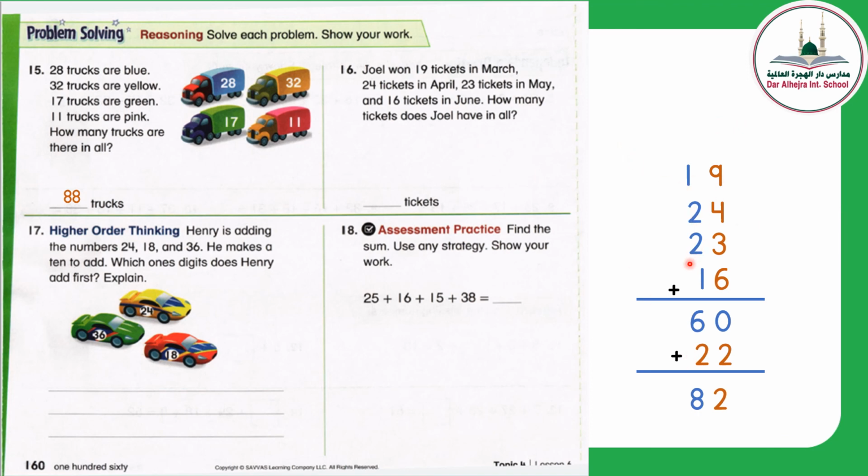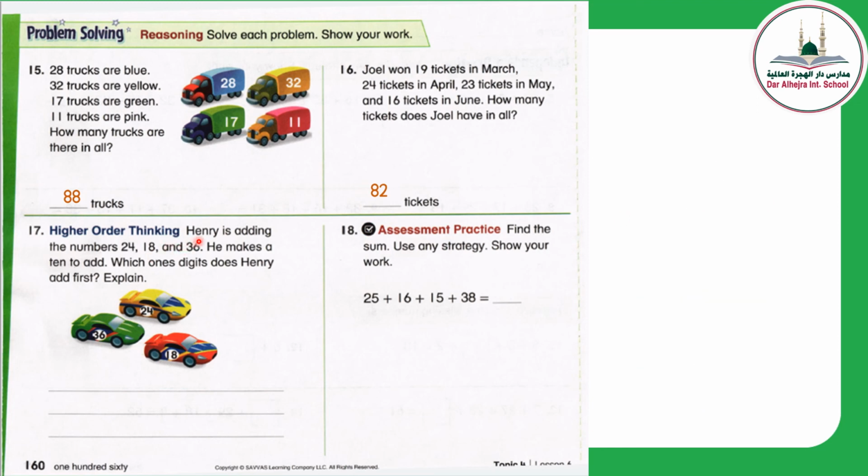19, 24, 23, 16. I'll add up the tens here. 2 and 2 is 4, and 1 and 1 makes 4 and 1 is 5, and 1 is 6, so 60. And I'll add the ones together and I'll find that it's a total of 22. I'll add the partial sums together. 0 and 2 makes 2, 6 and 2 makes 8. So the total number of tickets she has is 82 tickets.